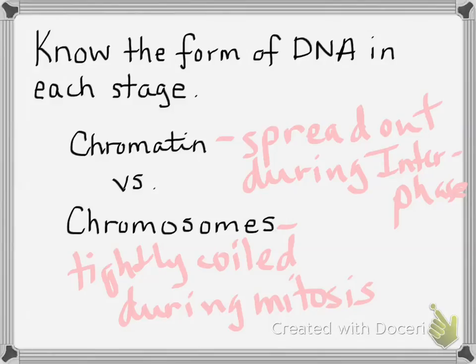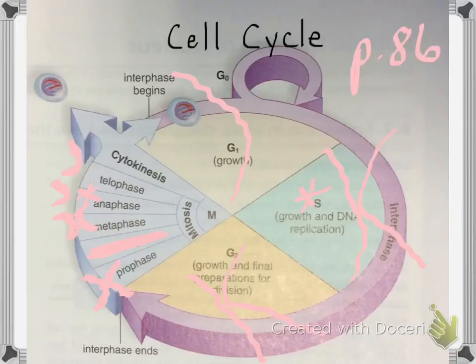So chromatin is the DNA, and it's all spread out, and that happens during interphase. And chromosomes is when the DNA is tightly coiled, and that happens during mitosis. So I'm just going to back up to our drawing so you can see what we're talking about. The DNA is all spread out during interphase, and tightly coiled during mitosis.